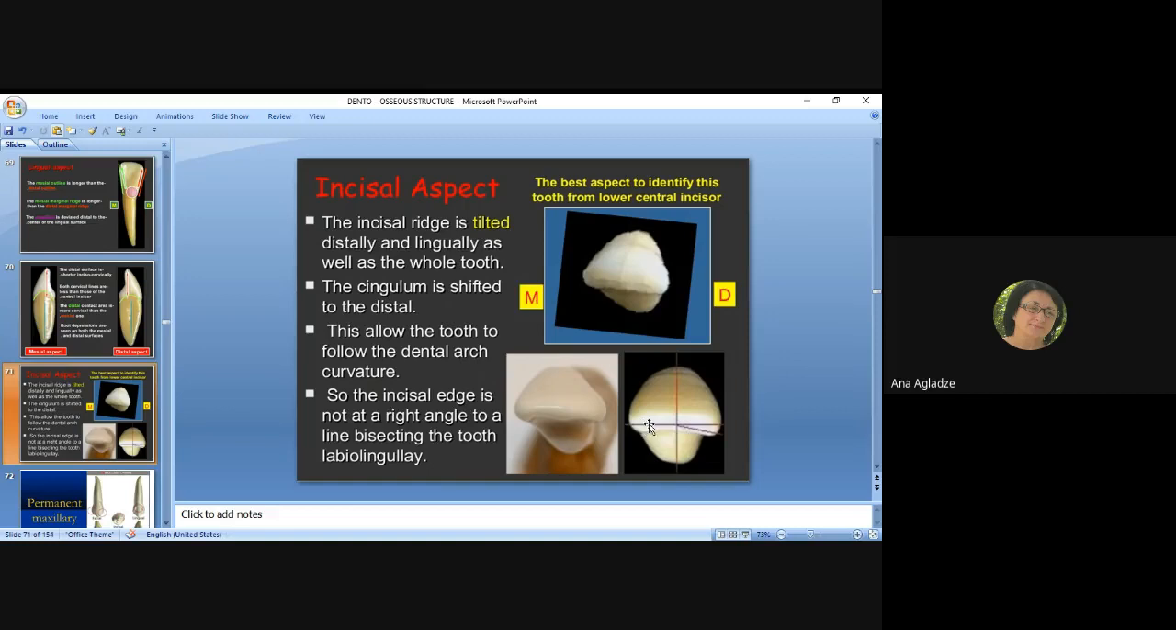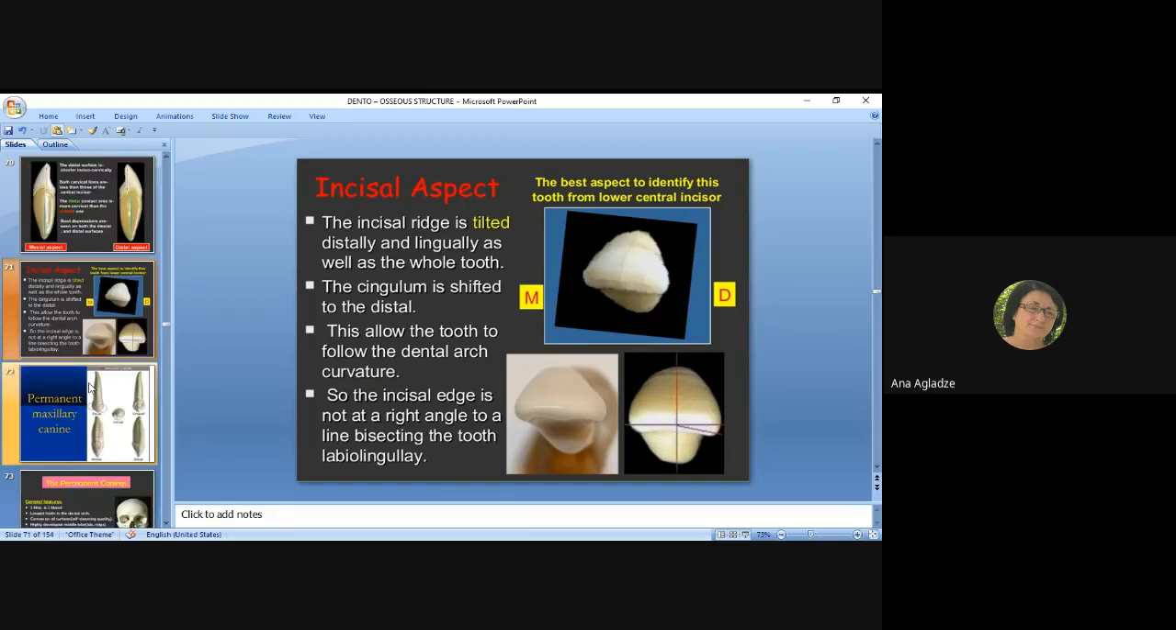this tooth labiolingually. Here, do you hear me? Yes, we can, doctor. Would you like a break? As you wish, but if we can finish earlier without a break, it's better. If you would like, you can take a break. No, let's continue. I don't need a break. We can continue and finish earlier.